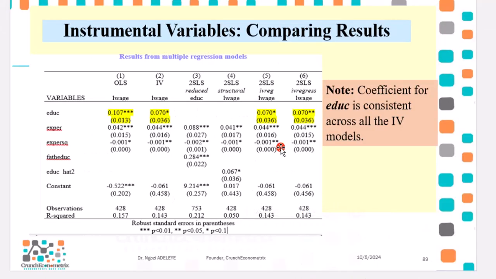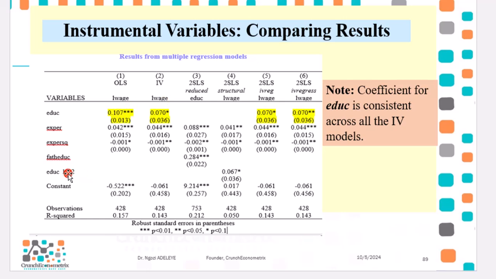So here we can see that the Edu coefficient is consistent across IV techniques. You can see IV 0.07, 0.07, 0.07. Same coefficient, but we can see that using ivregress, the significance improved from 10 to 5, okay? And the OLS gave us the highest significance at the 1% level.